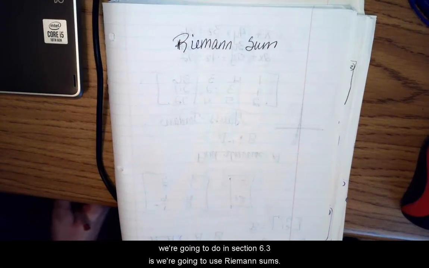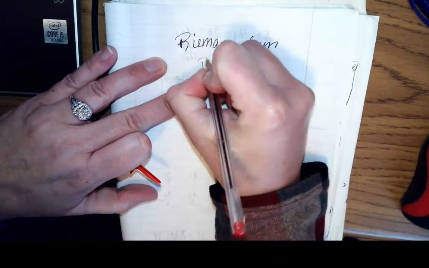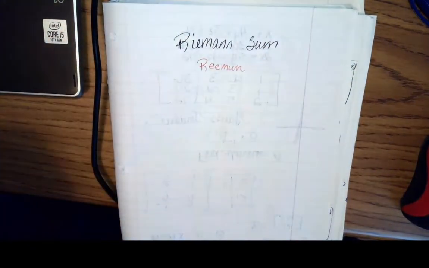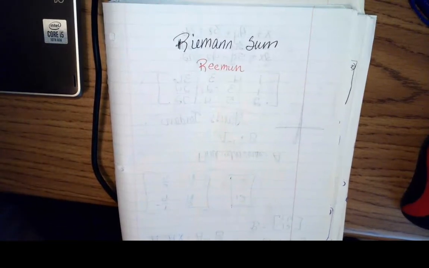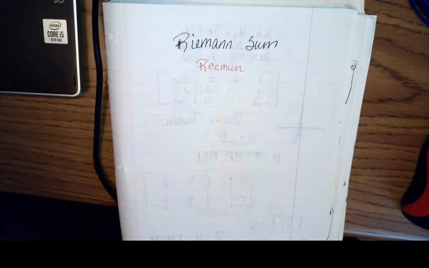So what we're going to do in section 6.3 is we're going to use Riemann sums. It sounds like Riemann, okay, Riemann sums to approximate the area under a curve. So remember, in math, everything is a curve, but the only lines in math are straight. We actually call them straight curves.